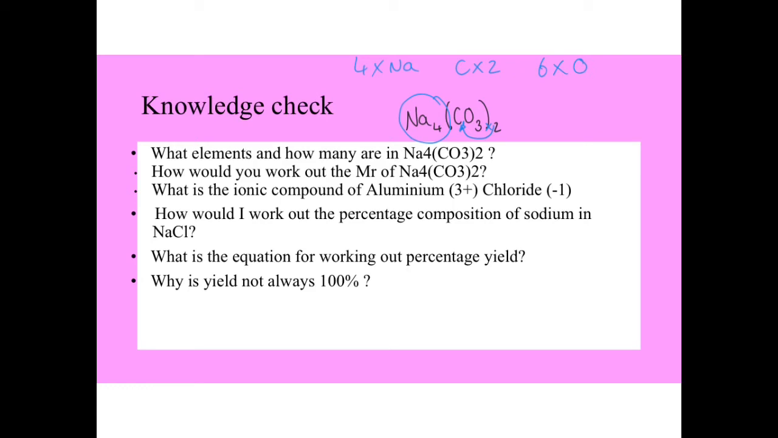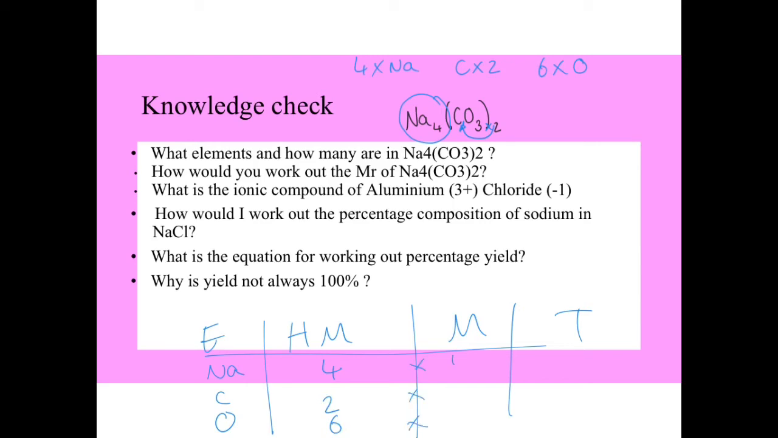How would you work out the MR? So let's go down here. So we've got element, how many, mass, totals. The elements we've just worked out, we've got sodium, carbon, oxygen. How many? We've got 4, 2, 6. Mass numbers then, 23, 12, 16. Times them together. So times them together, we get that. Then we want to add them all together, and the answer is 212, okay?